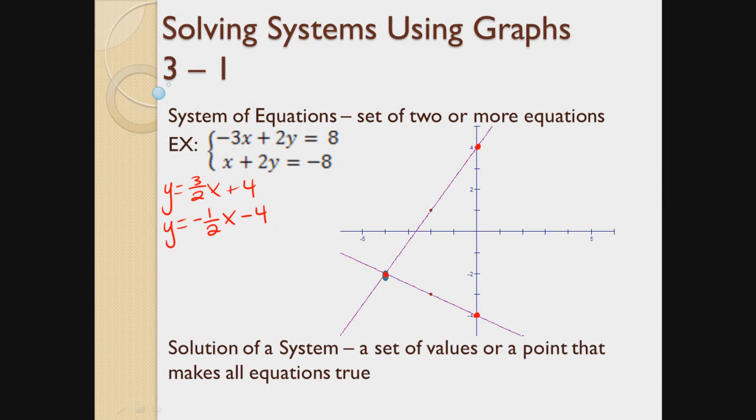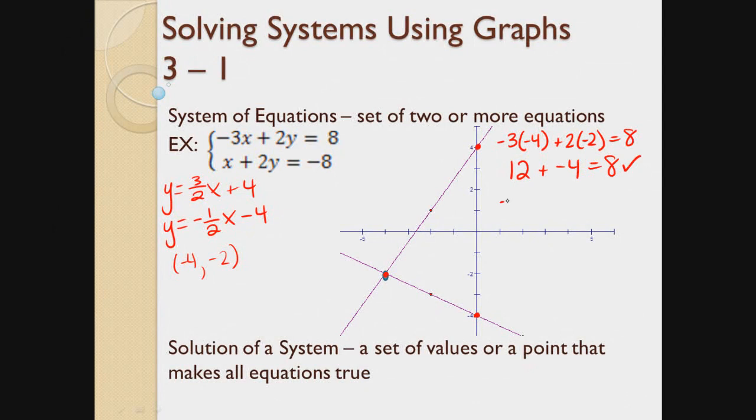Solution of a system: a set of values or a point that makes all equations true. These two lines intersect at this point, negative 4, negative 2. To check this as a solution of the system, you would plug that point into both of the equations. For example, in the first equation it would become negative 3 times negative 4 plus 2 times negative 2 equals 8, which would make 12 plus negative 4 equaling 8, which is true.